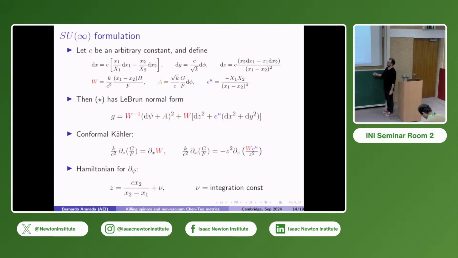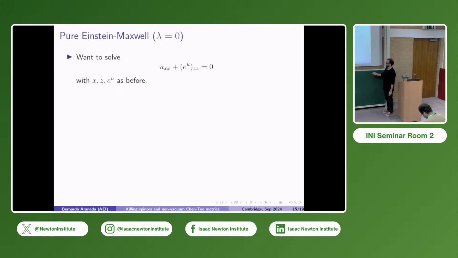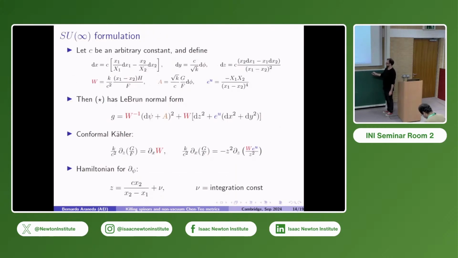So in the monopole equation, the only unknown is the function h. Well, h is the only unknown. And then you still have to determine g. And Xi is given by this conformal Kähler condition. Once you know h or w, you integrate this and you find Xi.